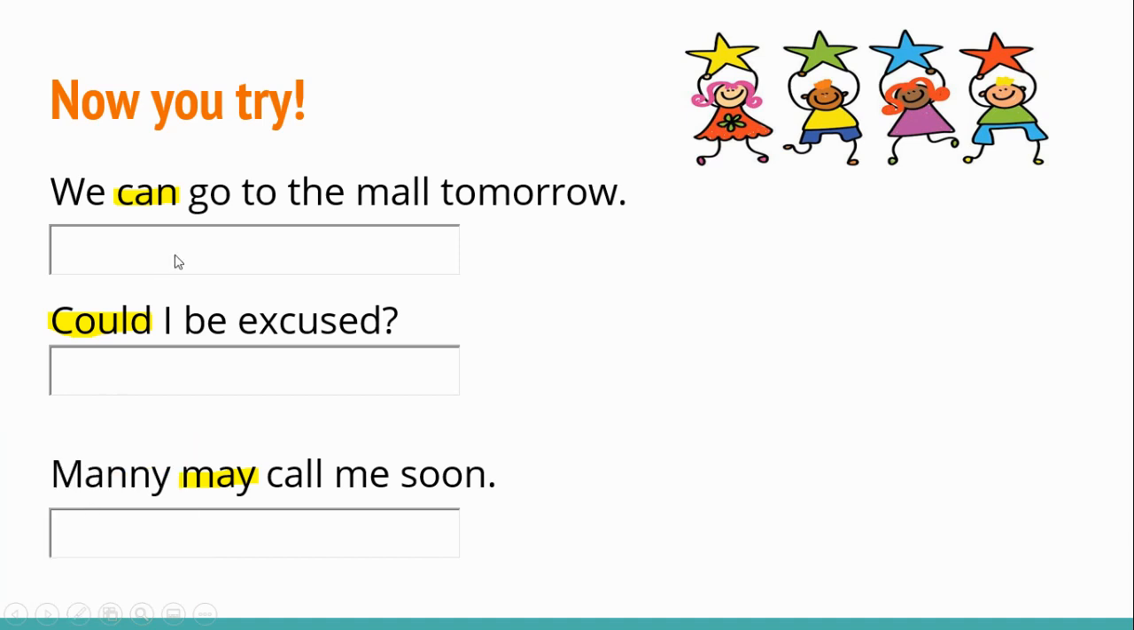All right, now let's see if we can figure out how these modals are being used. We can go to the mall tomorrow. That means our schedule allows us to go, meaning we have the ability to go to the mall tomorrow. Next, we have could I be excused? This is a question. We can see that it's asking permission.